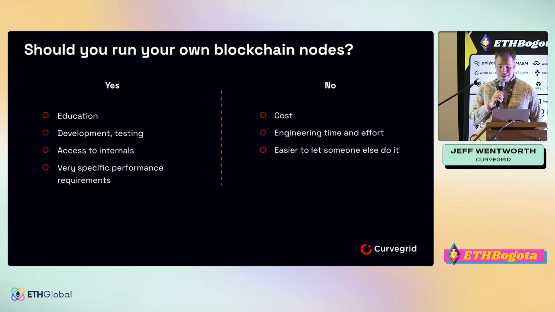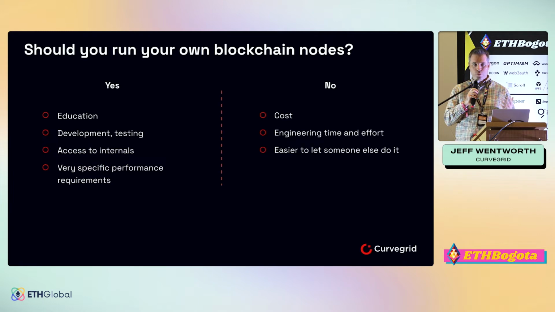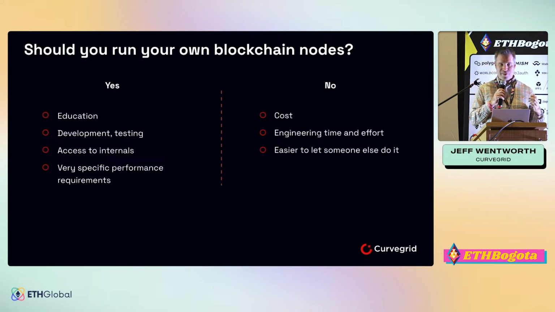Good reasons that you may want to run your own blockchain nodes are for education, hackathons, you're learning, for development and testing, right? You're doing a lot of iterative, potentially destructive R&D activities and testing activities. You may need access to the internals of a blockchain node. For example, you may want to enumerate what some people term internal transactions, which are state changes that aren't exposed through the standard RPC API, like ETH balance changes or contracts being created within other contracts. Or you may have other very specific performance requirements, right? I think in a production DApp, not a production DApp, in general, these would be great reasons to run a blockchain node.